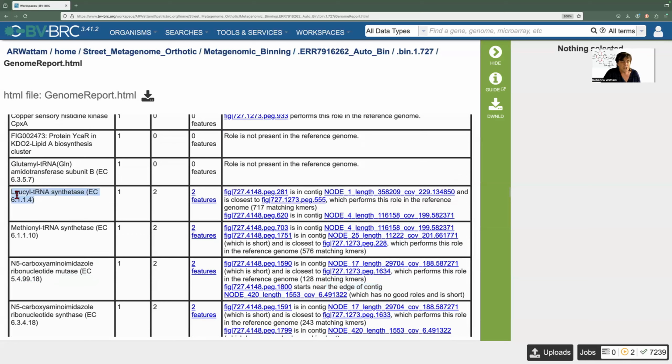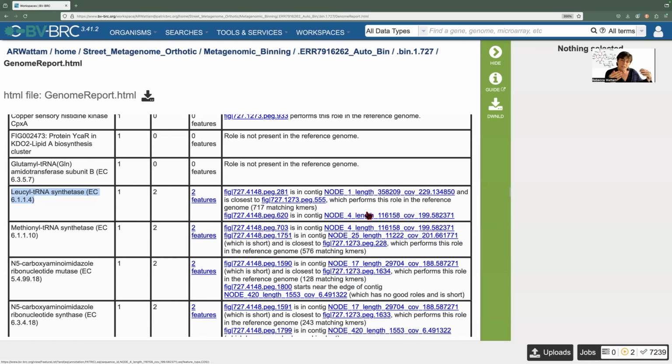This particular gene, the pipeline thought we should have one. There were actually two. This would link to that. And it says here that this particular gene, number 281, which is found in this contig, shares a lot of matching k-mers with this gene in the reference genome. But there's another one that's in a different contig.